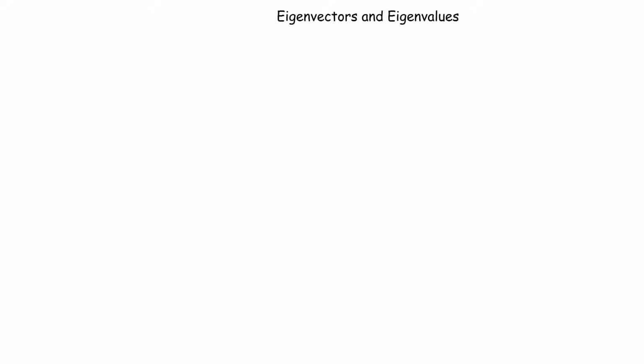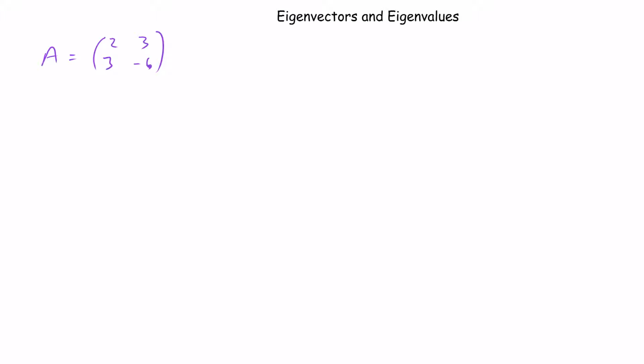Calculating eigenvectors and eigenvalues. I thought I'd do a quick video on just how to calculate eigenvectors and eigenvalues from square matrices. So first of all, let's work through an example and then we can have a look at the general method. So if we have an example of finding the eigenvalues and eigenvectors of A, where A is the matrix 2, 3, 3, -6.